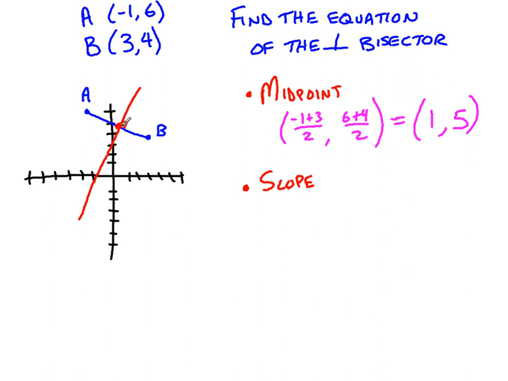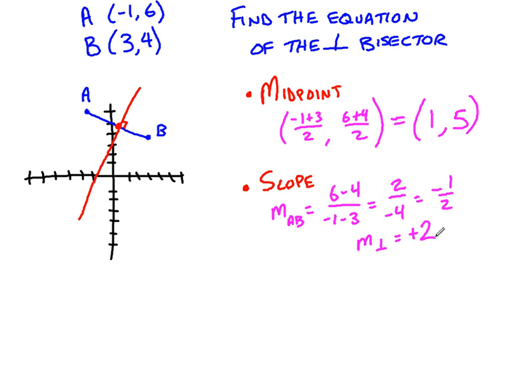Now, finding our slope. First, let's find the slope of segment AB. The slope of AB would be the difference of the y's over the difference of the x's. So I'll subtract the y's: 6 minus 4, and then -1 minus 3, which means my slope here should be 2 on the top and -4 on the bottom, which means I have -1/2 as my slope. Now, for the slope of a perpendicular line, we need to do two things. We need to take the reciprocal of this slope with the opposite sign. So the opposite sign will make it a positive number, and 1/2 will flip around to be 2/1, or just 2. So that's the slope we're going to use.